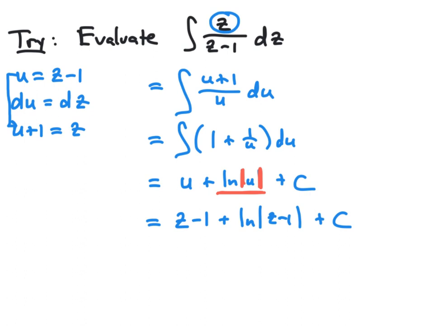And so the last step here, we go back to the variable z, replacing u with z minus 1, and the natural log of u with the natural log of z minus 1, of course, plus c.